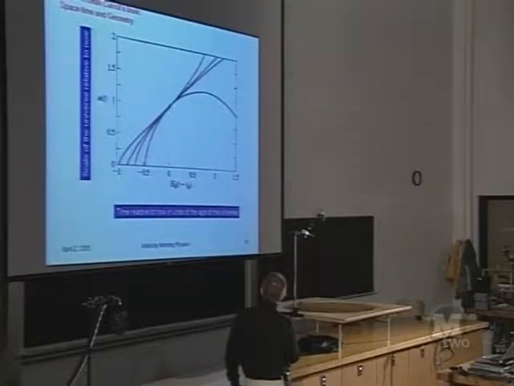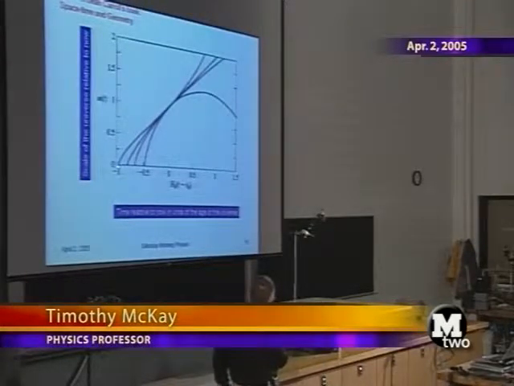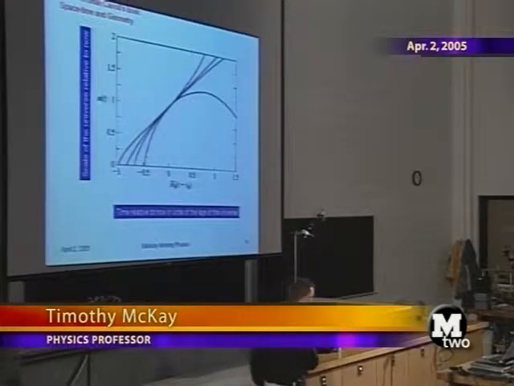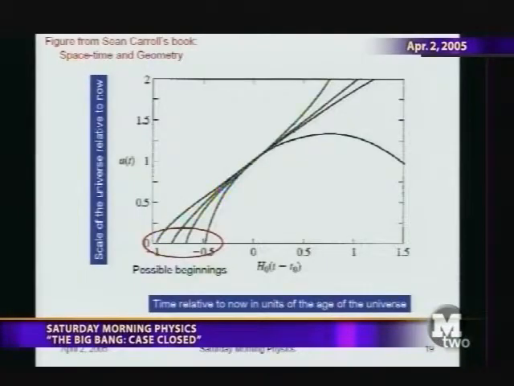This scale factor shows the size of things relative to now. So now things have a size of 1. In the past, they were half as big or a tenth as big. And it shows that as a function of time measured in units of the age of the universe. So what we think is the real age of the universe is back here. These are other possible ages of the universe for different models. Okay? So when we look down here, what we see are possible beginnings of the universe.